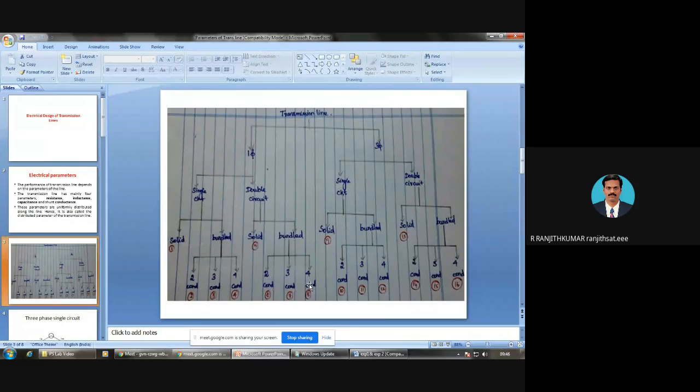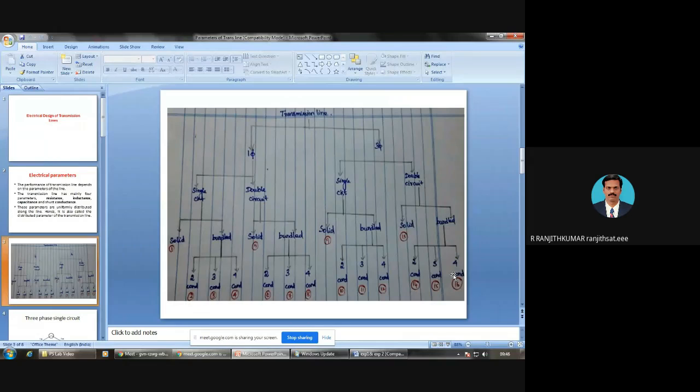Now we come to three phase also: three phase single circuit solid and three phase single circuit bundled, and in double circuits, three phase double circuit solid and three phase double circuit bundled.